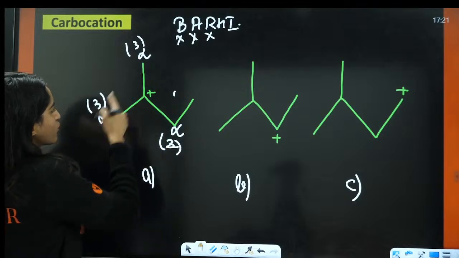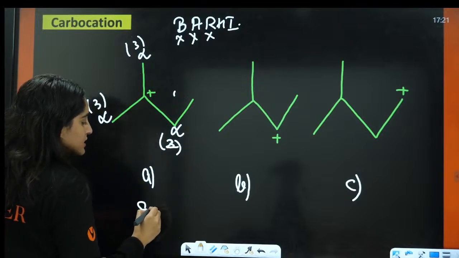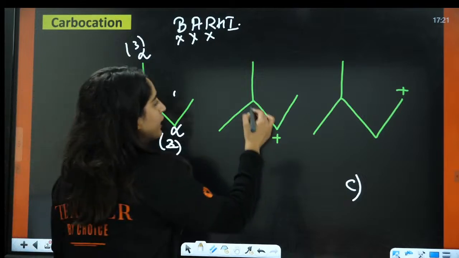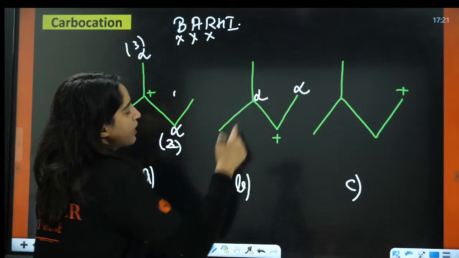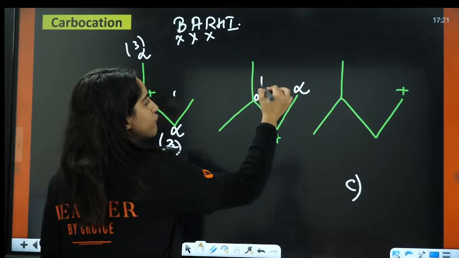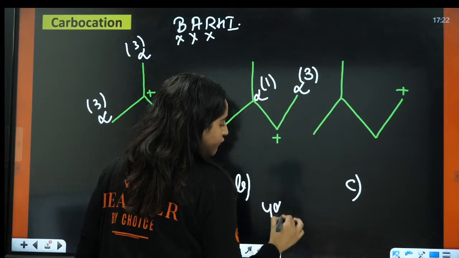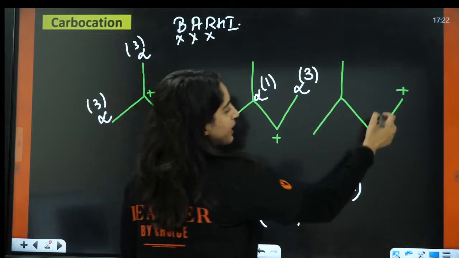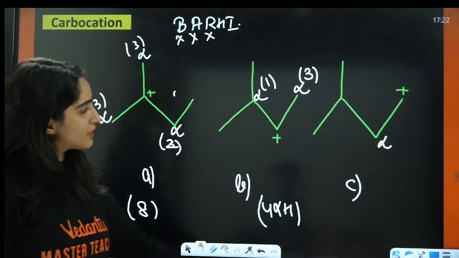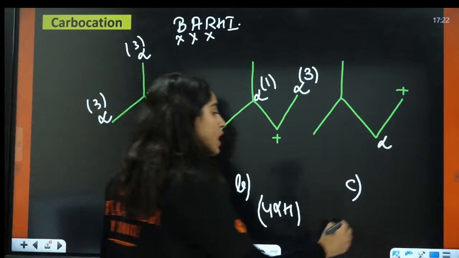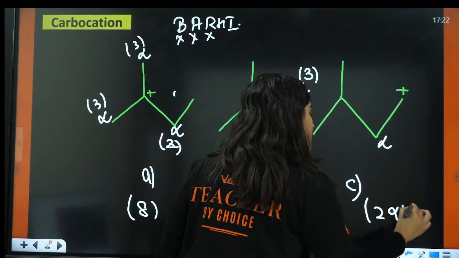This has two hydrogens. So total is 3, 4, 5, 6, 7, 8 hydrogens. Right? And here you have, this is the alpha, this is the alpha. Now here we have one hydrogen, and here we have three hydrogens. So total 4 alpha hydrogens. And in this case, you have just this alpha carbon, and this alpha carbon has just 2 hydrogens. So you have 2 alpha hydrogens.